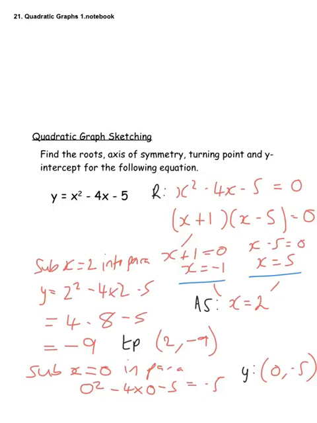Okay, so that's our 4 pieces of information. We've got our roots, we've got our axis of symmetry at x equals 2, we've got our turning point at 2, minus 9, and we have our y-intercept at 0, negative 5.